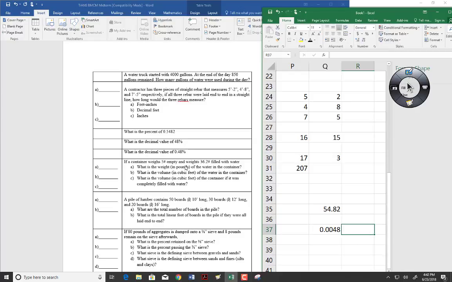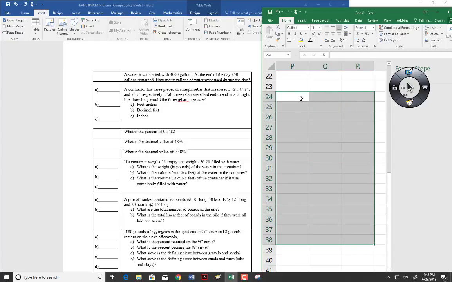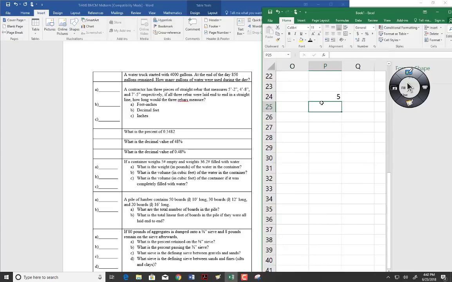Another container empty. So we have 5 pounds empty. We have 36.2 filled with water. How much water is there? There's 31.2. So my weight divided by 62.4 tells me I'm at 0.5 cubic feet of volume. So the volume of the water is 0.5, and if we could completely fill the container, then it would be 0.5 also.